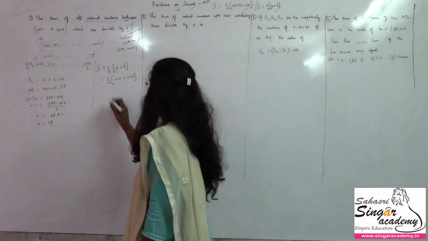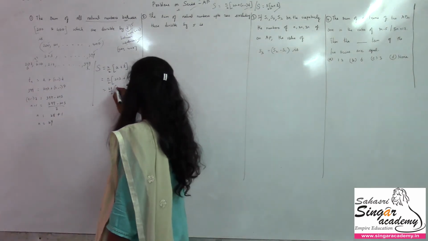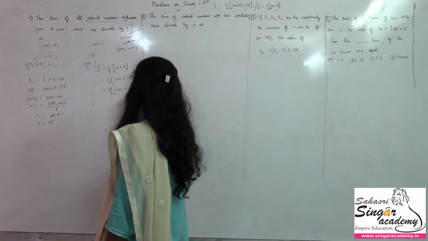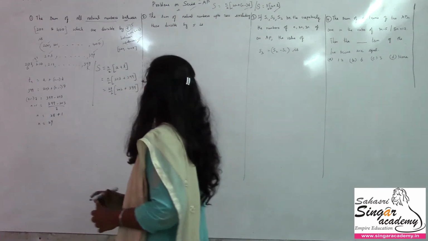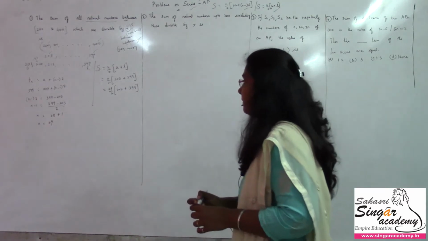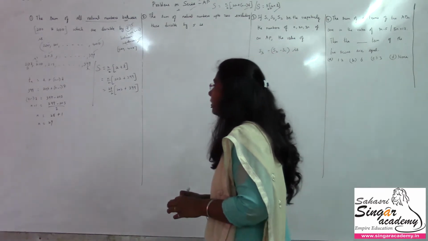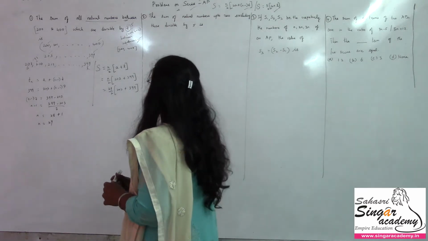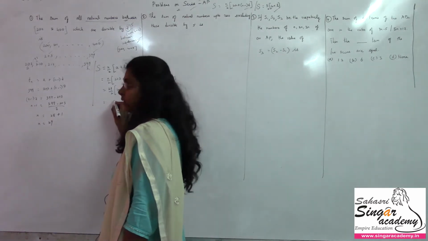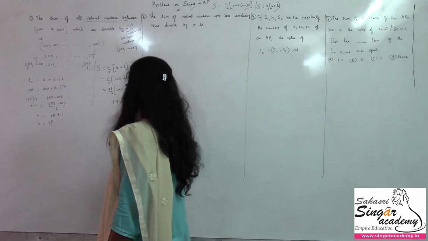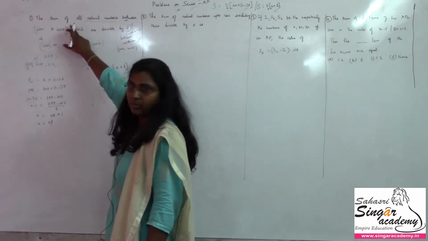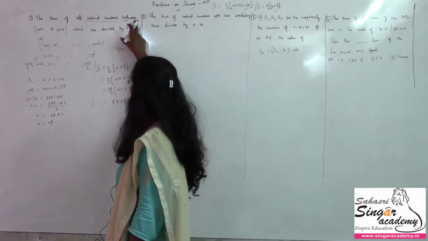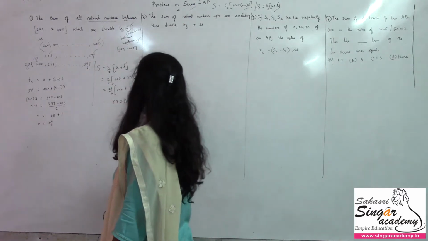So this is 29 divided by 2, into (203 + 399). That gives 8729. So this is the total of all the values, the sum of all the natural numbers lying between these two which are divisible by 7.